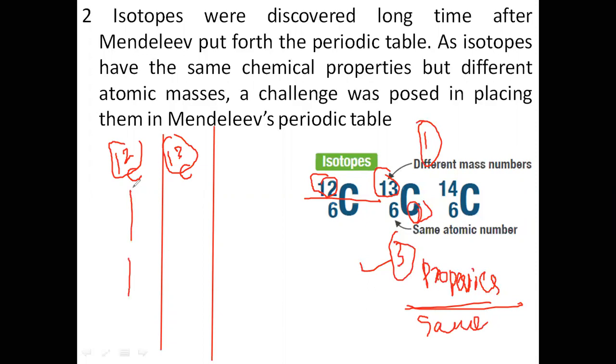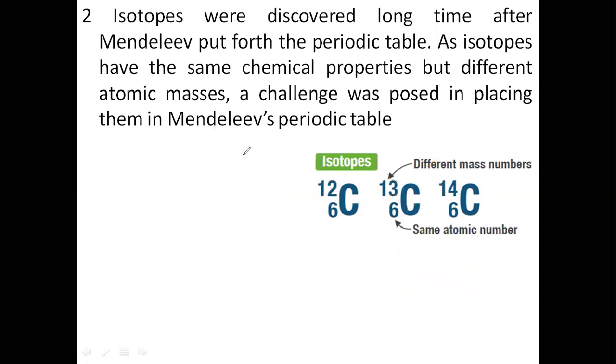So there are two conflicting answers. If you arrange according to properties, they should get the same place. But if you think the other way, based on atomic mass number, you have to arrange them in different places. So that is the second demerit. He could not arrange isotopes properly. He faced a challenge while arranging isotopes in Mendeleev's periodic table.